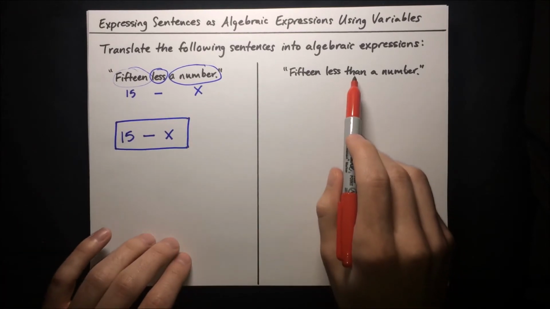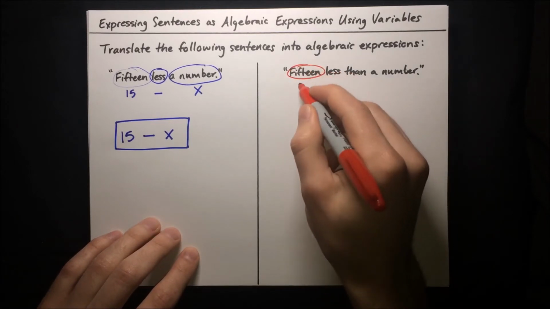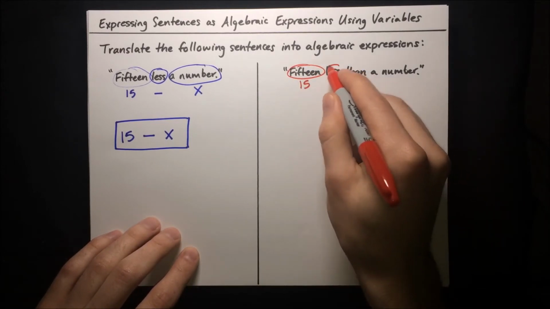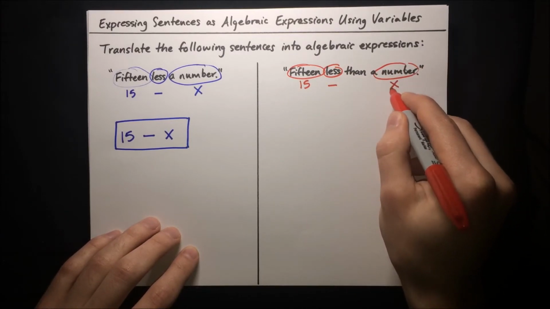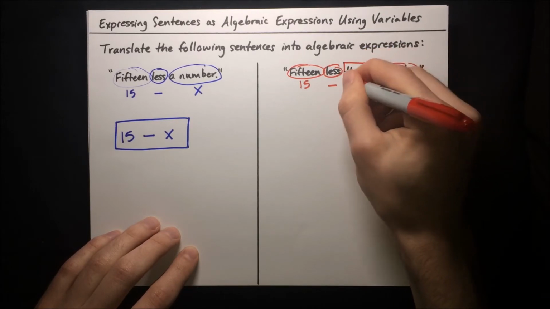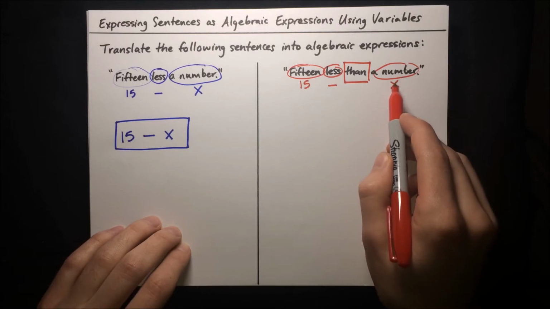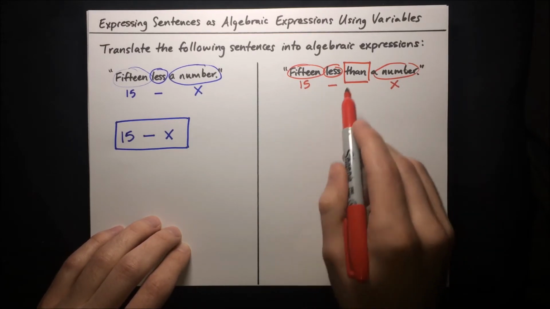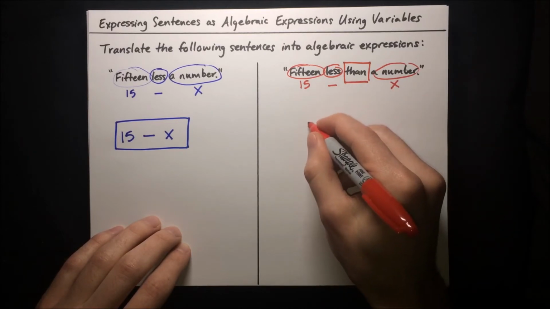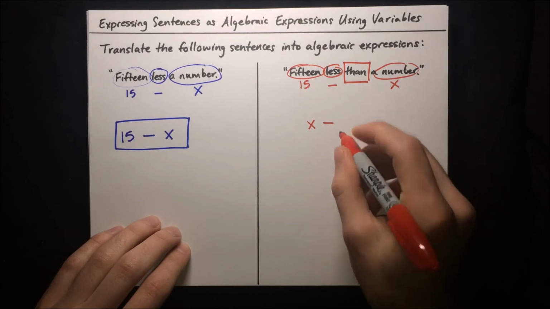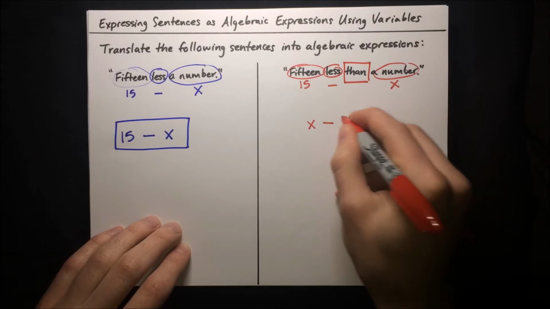Now in this second sentence, the word than makes a bit of a difference here. So we've still got 15, that's just the number 15, and less means minus, and number, that's just going to be a variable, x. But the word than here tells us that this time the number is what we start with, and then we subtract 15. So with than, we switch it around. Than causes us to put the right number first on the left, and then minus the left number second on the right. So x minus 15.